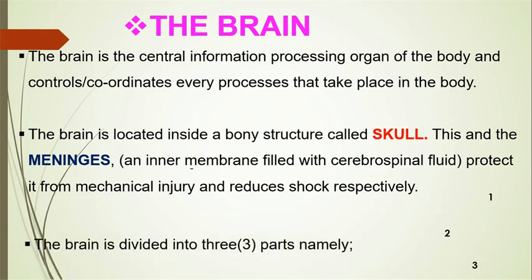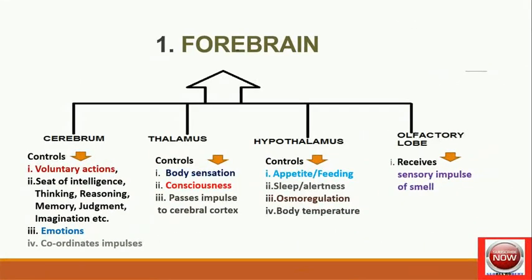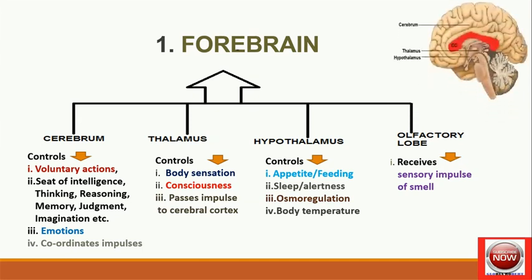The brain is divided into three parts, namely 1. The forebrain, 2. The midbrain, and 3. The hindbrain. So the three parts of the brain are the forebrain, midbrain, and hindbrain. Looking at the forebrain, this is the largest part of the brain. It is made up of 4 different parts, namely 1. Cerebrum, 2. Thalamus, 3. Hypothalamus, and 4. Olfactory lobe. We want to discuss the function of each of these parts one after the other, and so we are starting by looking at the cerebrum.